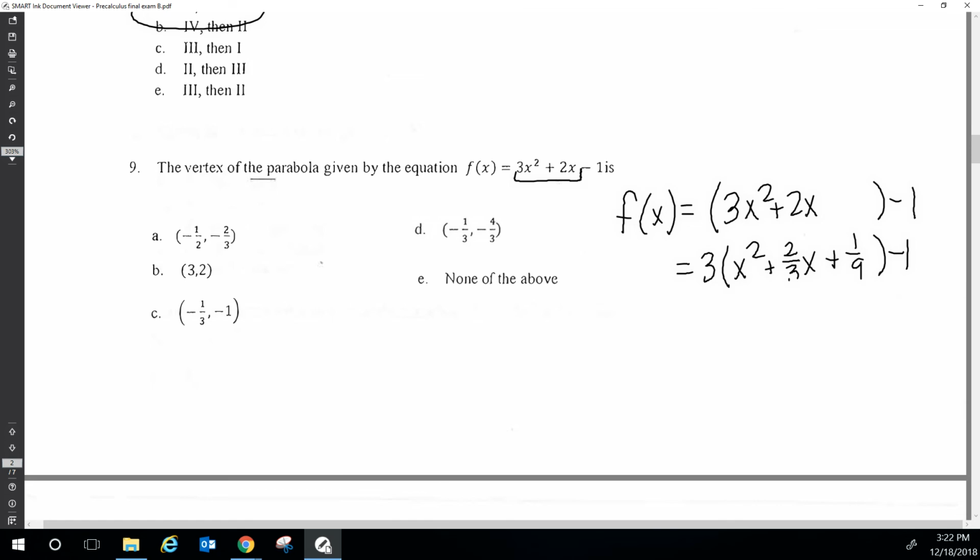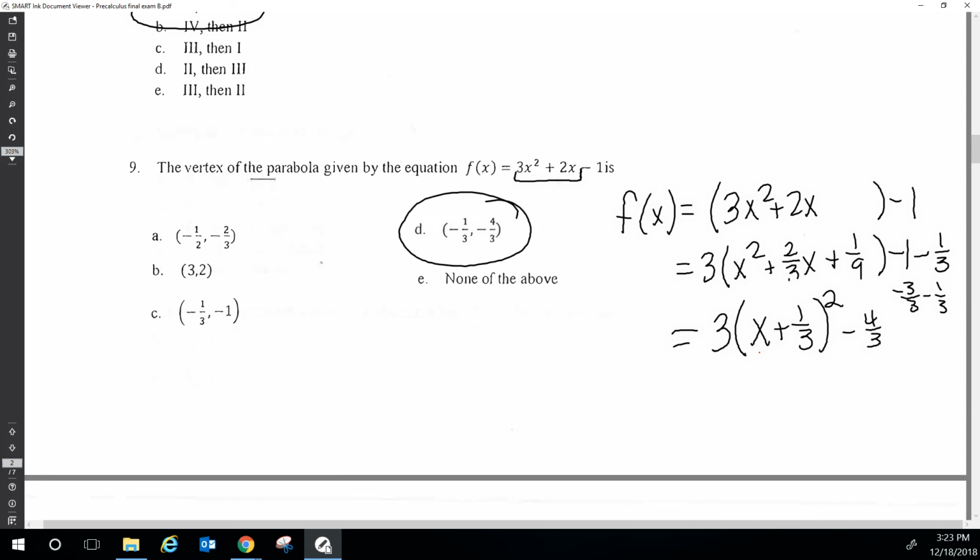But keep in mind, we're not really adding 1/9 here. I'm adding 3 times 1/9, which is 1/3. So I have to subtract 1/3 out here. So this would be 3 times (x plus 1/3) squared, minus 3/3 minus 1/3, which is minus 4/3. So my vertex is opposite for the x, which is negative 1/3, and same for the y, which is negative 4/3. So we're looking at D.